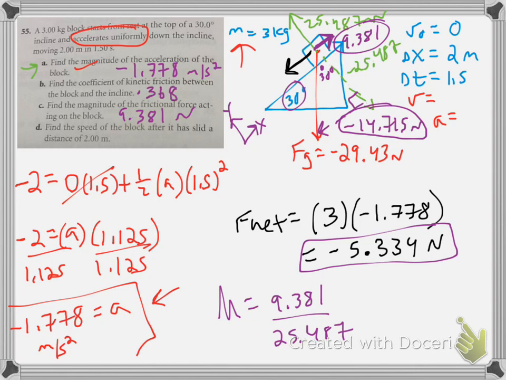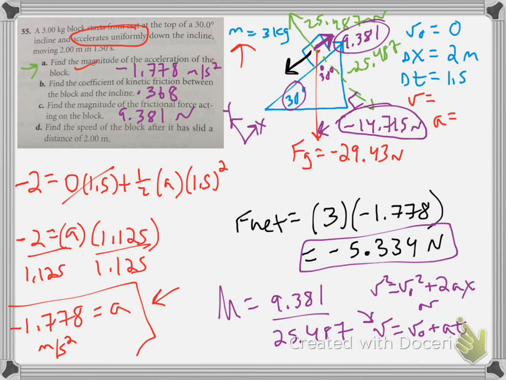So the very last thing we have to do is find the speed of the block after it has slid a distance of 2 meters. But you can use whatever you want. You can use the classic kinematic equations: v squared equals initial v squared plus 2ax. Or you could use final velocity is initial velocity plus acceleration times time. Either one of those will get you to the answer. I'm going to use this one because it's less squaring that I have to do.